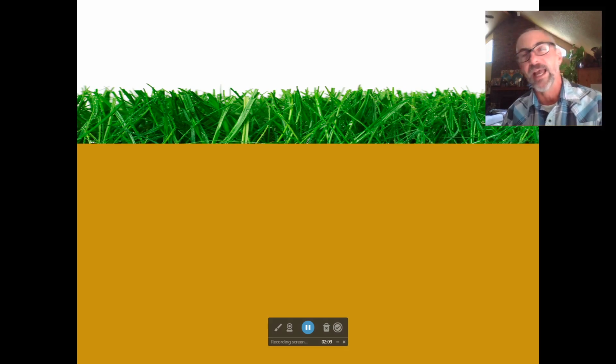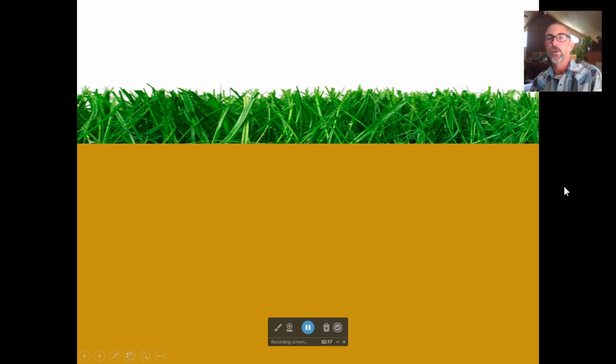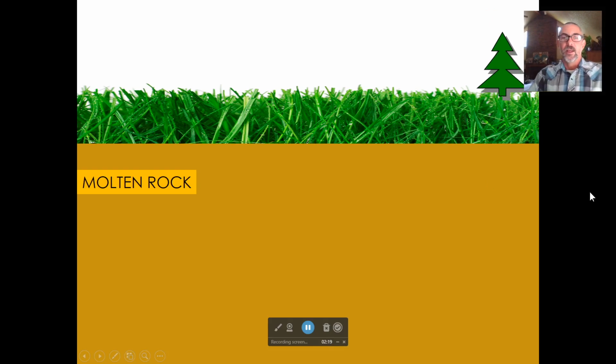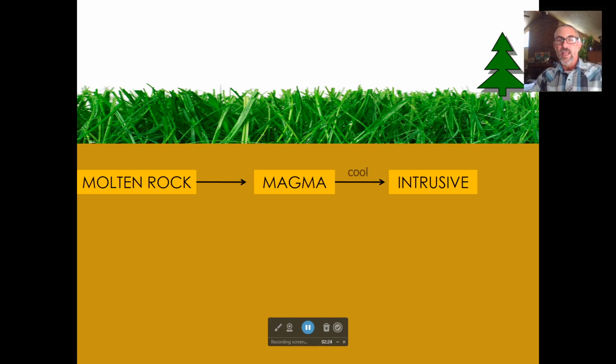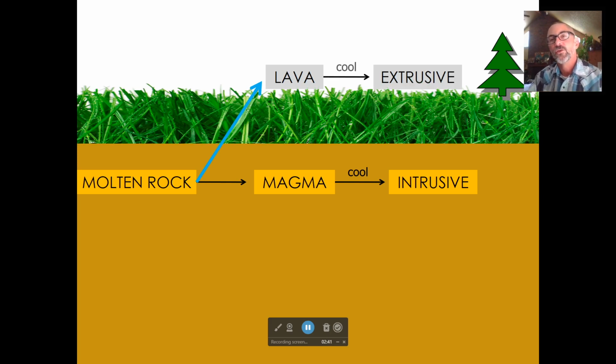So we'll start off looking at this particular diagram again. We looked at this last chapter, showing that when you have molten rock and it's under the ground, it is called magma. And magma below the ground will cool to form intrusive rocks. If that molten rock makes it to the surface, then it's no longer called magma. It's called lava. It's still molten rock. It's still the same stuff, but we call it lava once it is above the ground. And this stuff cools above the surface to form extrusive rocks.